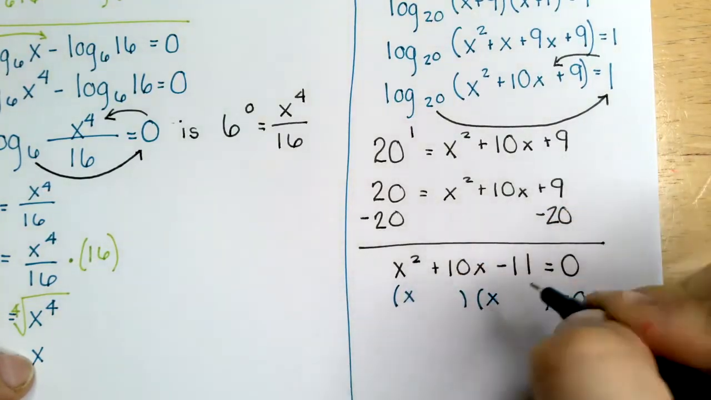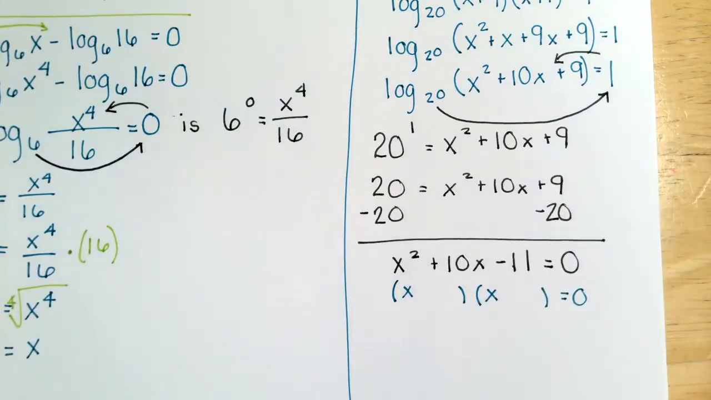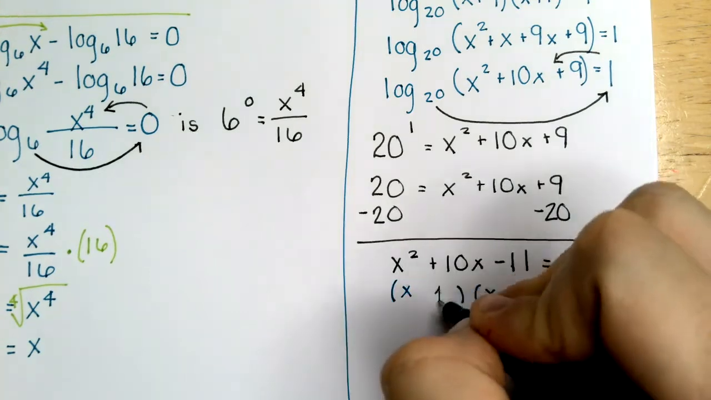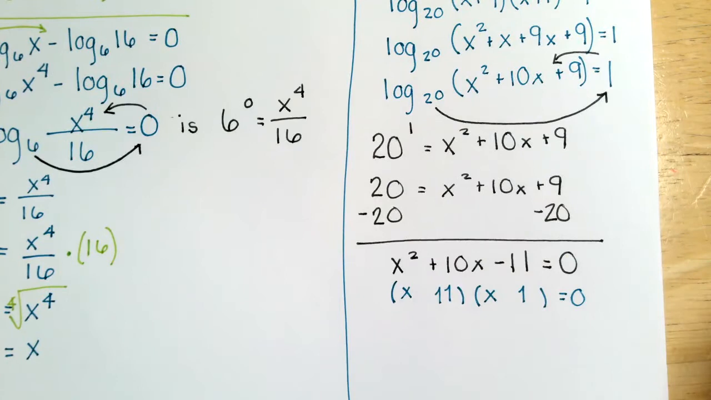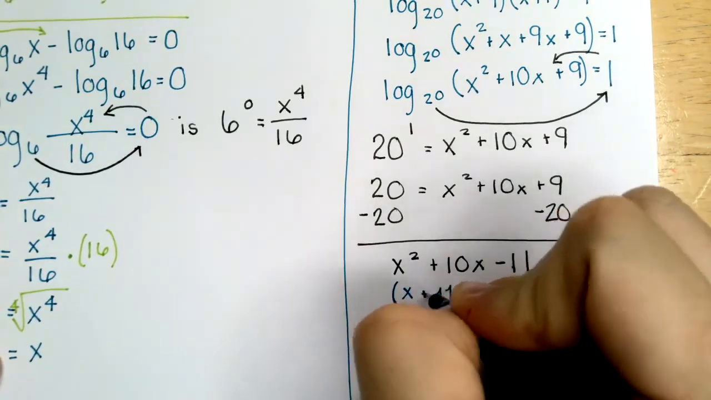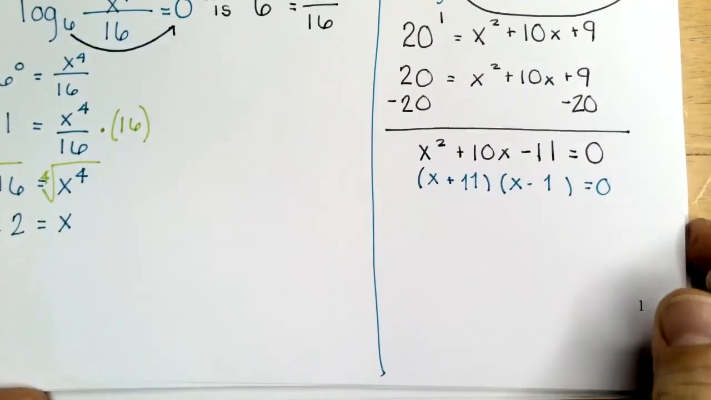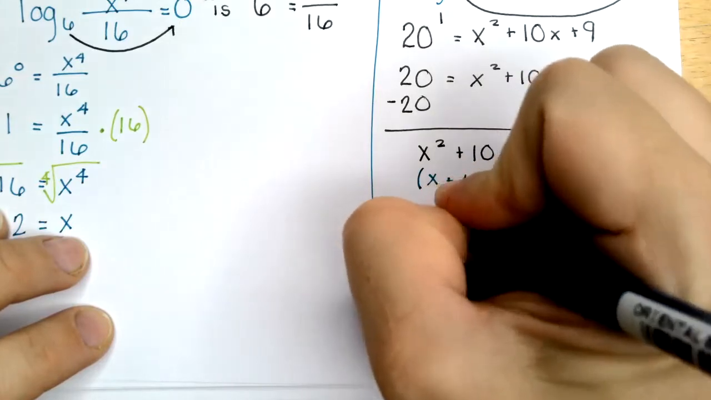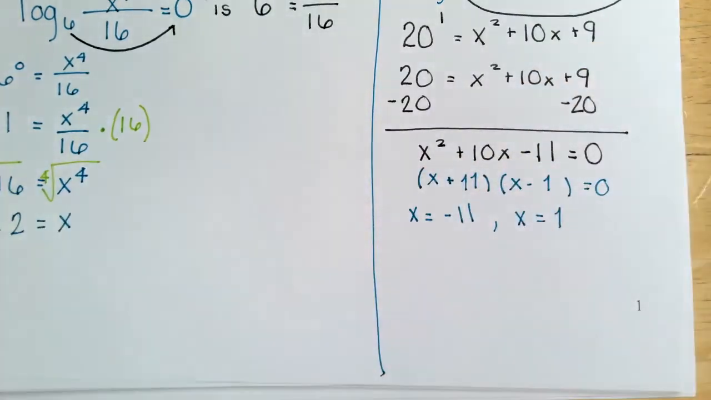x squared becomes x and x, a negative 11. There are only two factors of 11, right? 11 and 1. But it's a negative, so one needs to be a positive and one needs to be a negative, and they need to equal a positive 10. So I'm going to say it's a positive 11 and a negative 1. Now I set them both equal to 0, and I say x is negative 11 and x is 1, right?